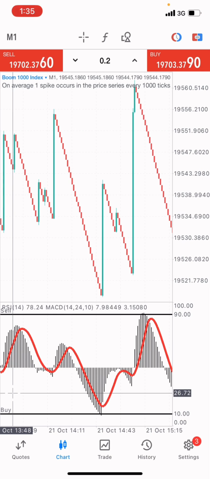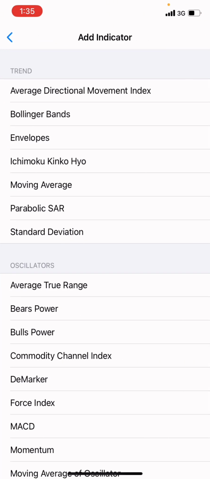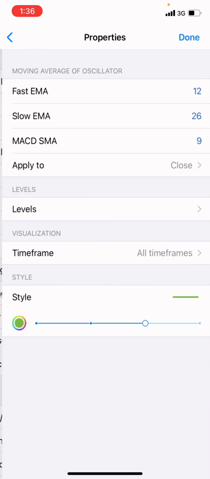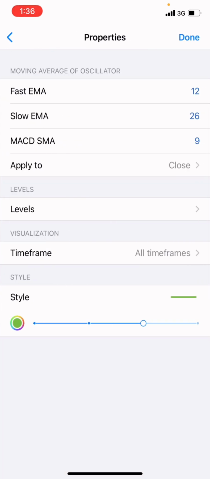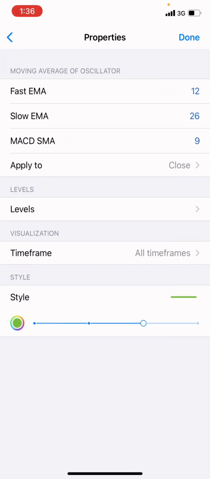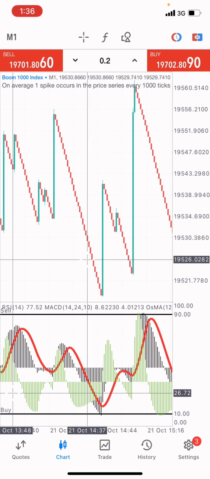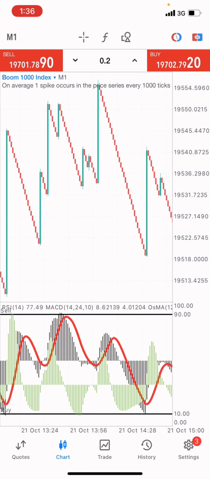Then the third indicator we're going to put is the moving average of oscillator, which is the MAO. The fast EMA on 12, slow EMA 26, MACD SMA on the level of 9. You apply to close. The style, you put that on 4 pixels with the color green right here. Or you can use any color of your choice as long as you understand the parameters which you are setting. Now this is how you are going to catch spikes on this type of market accurately.